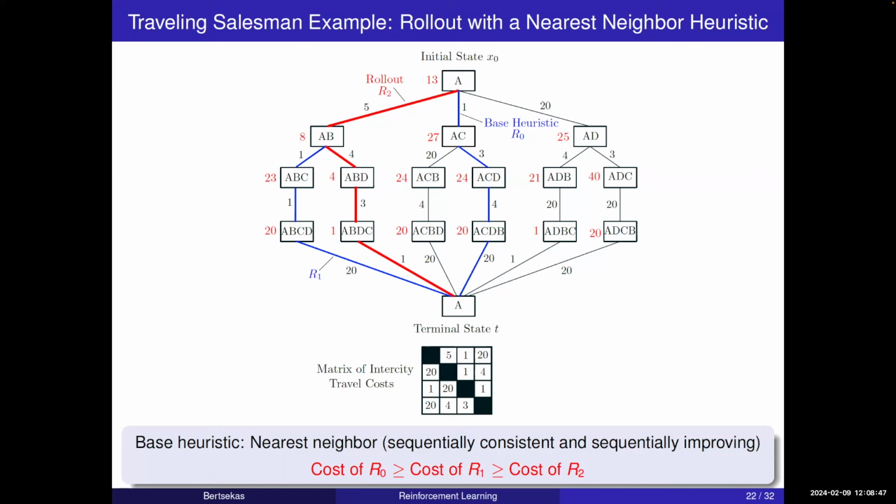I think this edge itself is already larger than the base heuristic. Exactly. Maybe you could do some kind of pruning, although rollout doesn't tell you to do that, depending on what your problem is. You're saying if this edge has a greater cost than your entire base policy, then maybe you could save some computation.